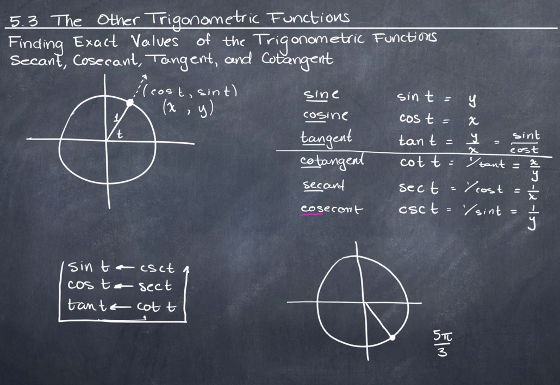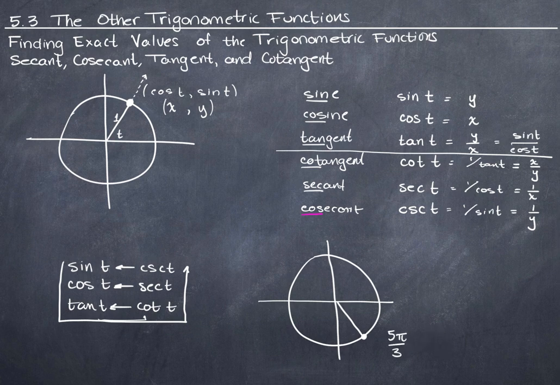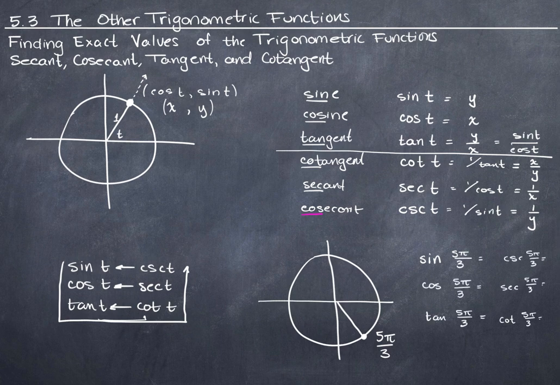My goal in this particular activity is going to be to find the sine, the cosine, the secant, tangent, the cotangent, and the cosecant of 5 pi over 3. It's going to be a tight squeeze, but I think I can do it.